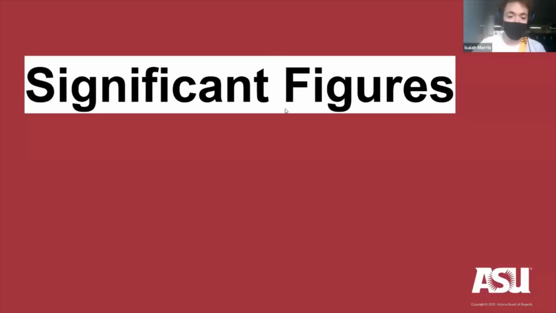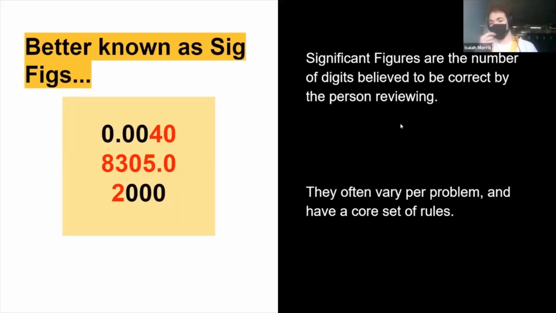Let's start off with some significant figures. So, sig figs are essentially the number of digits believed to be correct by the person that's reviewing the problem or situation. They often can vary per problem and have a core set of rules. You can see a nice little example here to the right, but we're going to delve more into that in about a slide or two.